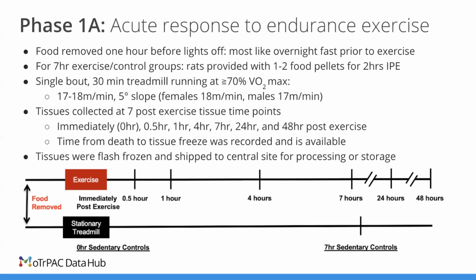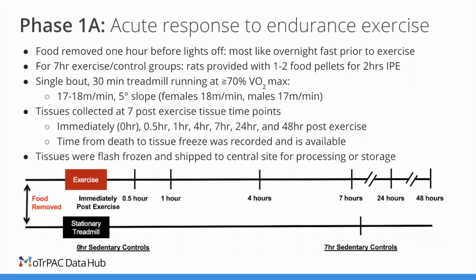So in this case, we remove food 1 hour before lights off. And just as a reminder, since rats are nocturnal, they're not eating a whole lot overnight. So it's somewhat similar to an overnight fast prior to exercise. We have a little bit of a unique situation for the 7-hour exercise and the 7-hour control groups. Rats were provided with 1 to 2 food pellets for only 2 hours at the immediate post-exercise time point. So we did our best to try to control for feeding with such a large study.